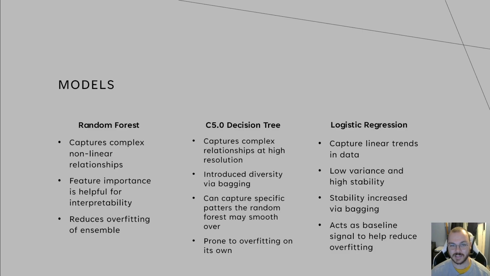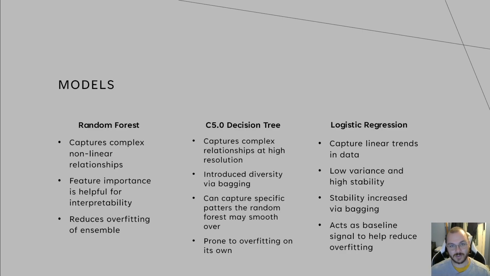The random forest is also going to help reduce overfitting of the whole ensemble, which is very important because I also built a bagged C5.0 decision tree model. These are prone to overfitting on their own because they're very high resolution and capture very specific relationships, right? They're very good at finding rare or specific patterns in the data that the random forest or logistic regression would just smooth right out. And when you introduce diversity with bagging, you really are going to be prone to overfitting the model. So that's something that's kind of balancing back and forth with the random forest to try and capture those specific relationships, but not focus on them too much when it's not necessary.